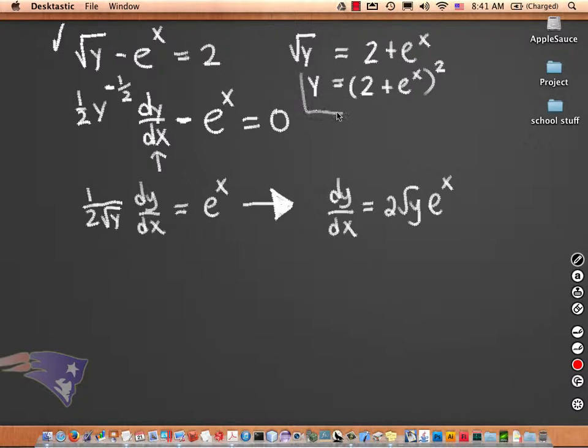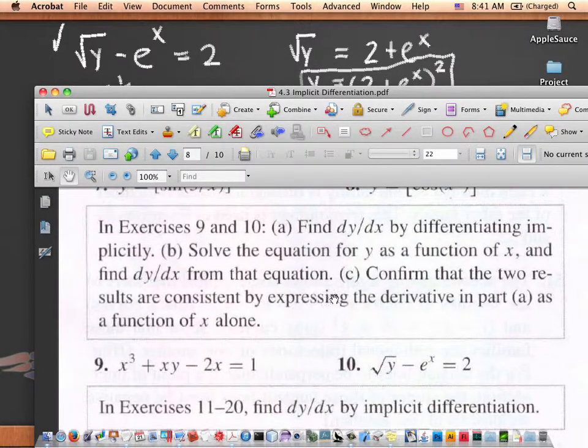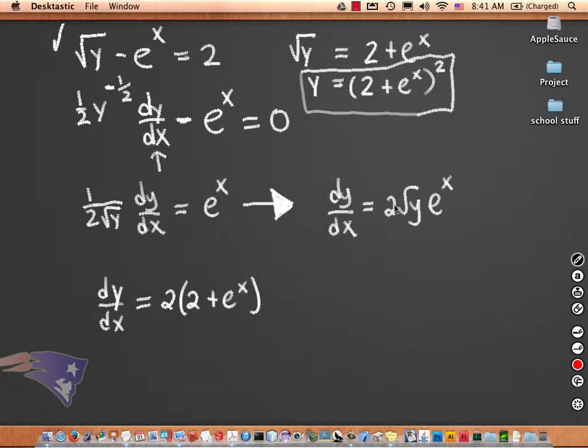Now I think it says differentiate this explicitly. Confirm that the two results are consistent by expressing the derivative in part A as a function of x alone. So yes, that means to differentiate this explicitly. So y prime, which is dy dx, is equal to, how does the chain rule work here? 2 times 2 plus e to the x, to the first power, times the derivative of the inside, which is just e to the x. So distribute the 2, distribute the e. This becomes 4e to the x plus 2e to the 2x.